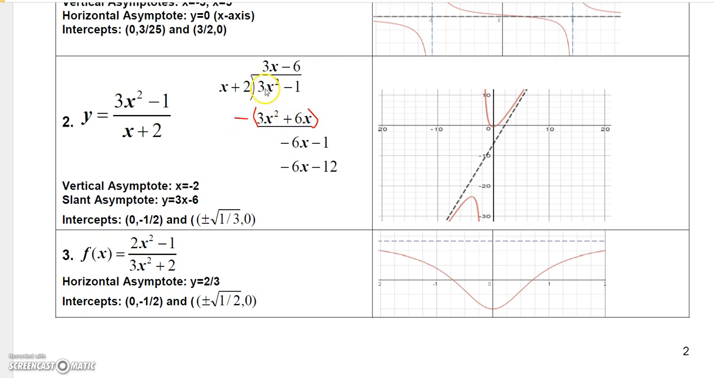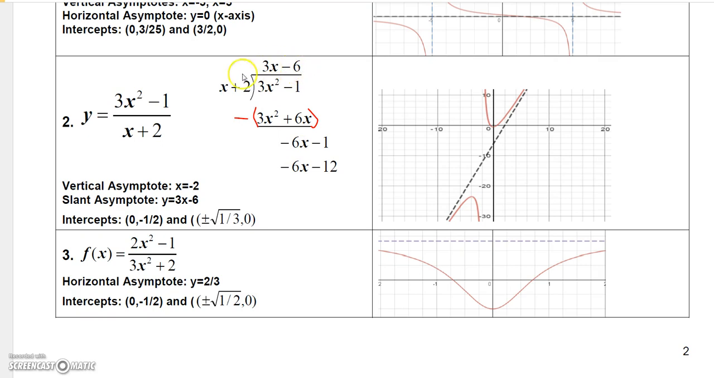So I have 3x squared minus 3x squared, so the 3x squareds will cancel. I have no x term here, so I would just have 0 minus 6x when I subtract, so I get minus 6x. And then I would bring down the next lowest degree term, which is negative 1, so bring down the negative 1. Now you say, okay, what do I multiply by x to get negative 6x? Well, that would be negative 6, so your next term would be minus 6.